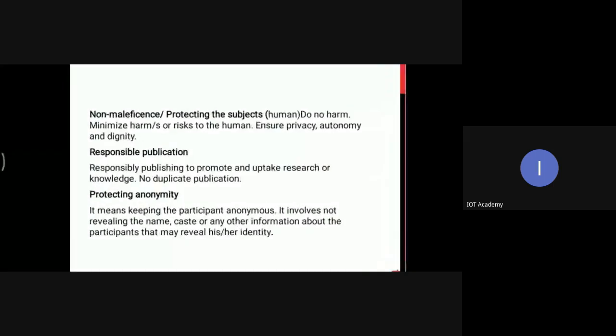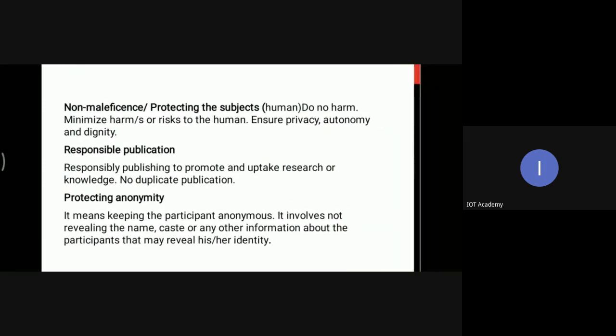Responsible publication. Now, since we are into academics, there can be some kind of research which is being done for practical implementation, maybe in the case of medical research. When we have medical research, it is more of the societal benefit or the welfare of the people that is kept in mind. Any kind of research initiated by the Ministry of Health, by our Indian government, has long-term implications on the society.